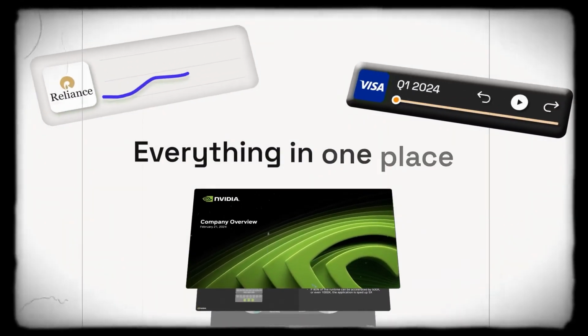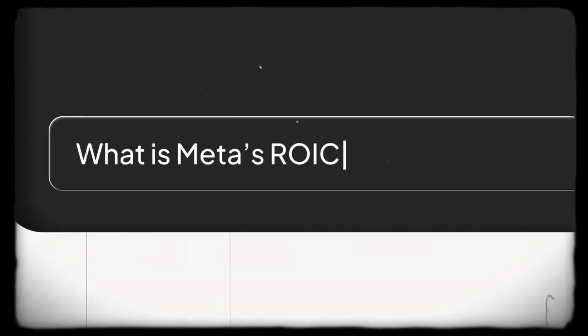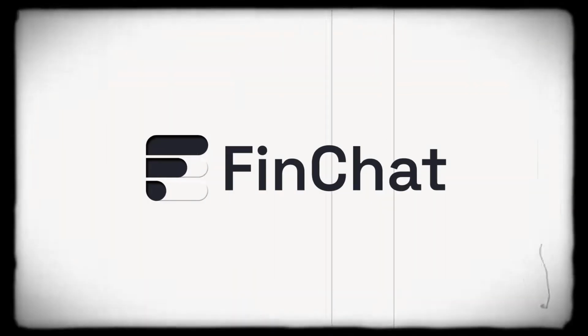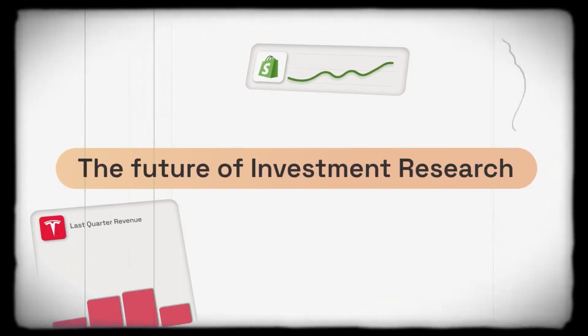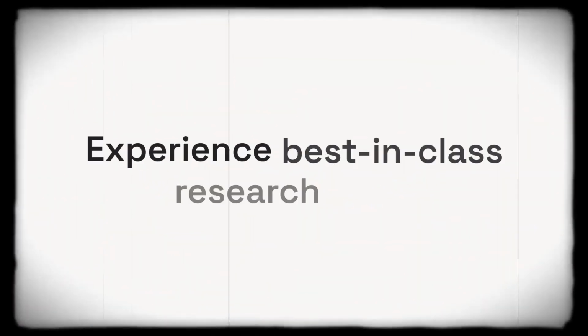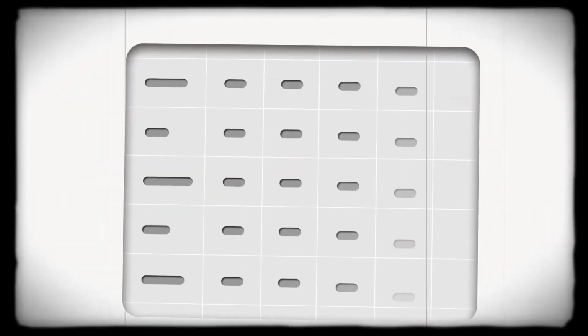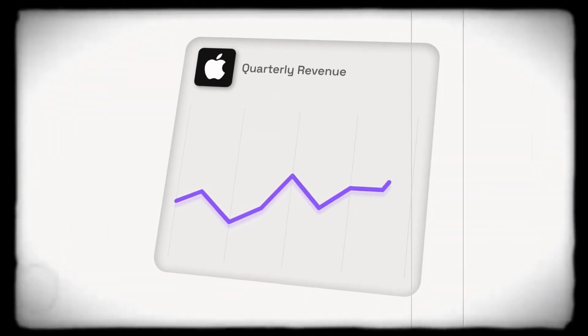Researching stocks used to mean juggling multiple websites, one for financials, another for key ratios, and a third for industry data. But then I found Finchat.io, and it's completely streamlined my stock analysis with detailed financials, KPIs, and even an AI Copilot. I now have everything I need in one place, saving me hours of research.